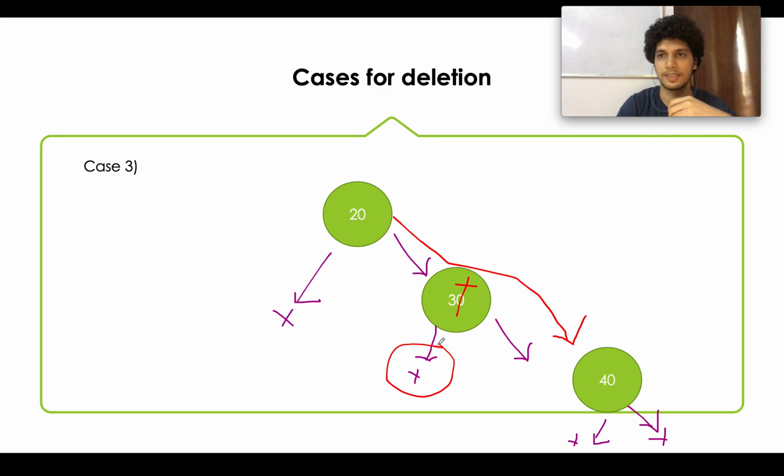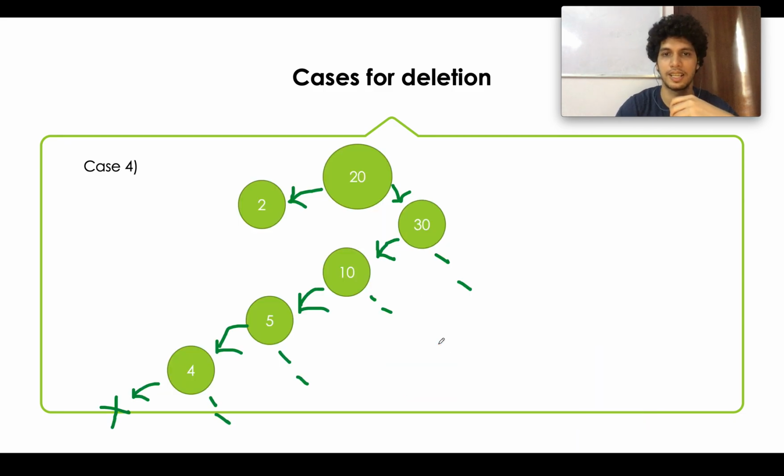Next comes the interesting case, which is the in-order successor case. So what you're going to do is, this is the tree that is given to us, it's 20 at its root, and you want to delete 20. Let's assume you want to delete 20.